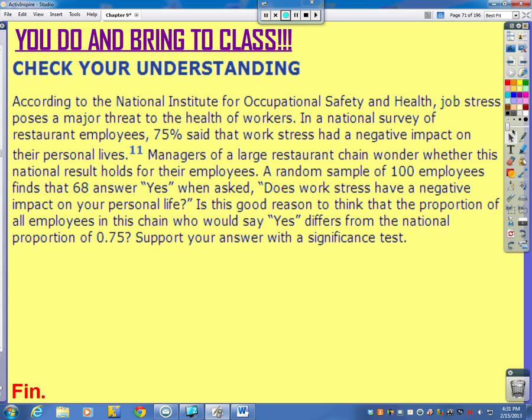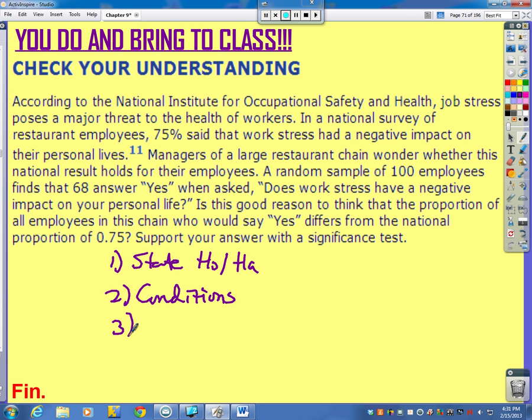And you have to do this from beginning to end, which means number one, you need to state your H0 and your Ha. You need to check your conditions. You need to do the calculations. And you need to write your conclusion. So this is another example of a full out problem here. Okay, so try it out. Good luck, and we'll talk about it in class the next day.